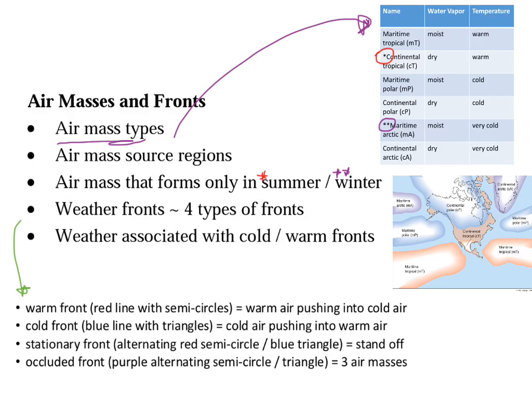And just today, we looked on the weather map and we saw that blue line with the triangles, cold front. Today we saw an alternating red, blue line. That's a stationary front. A warm front would have been red with semicircles. And an occluded front is usually purple. We did see one of those today, didn't we?